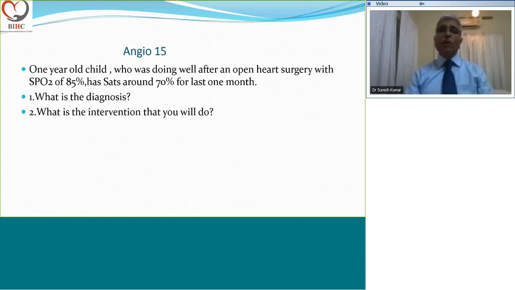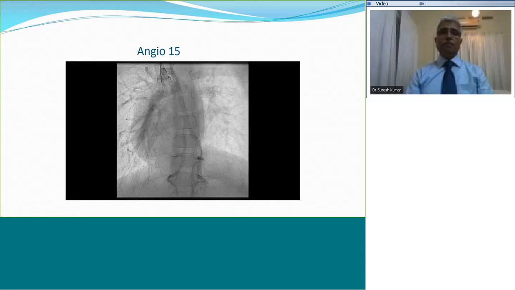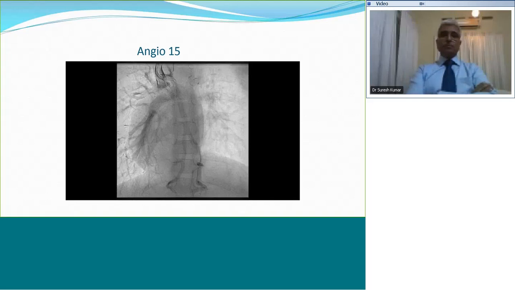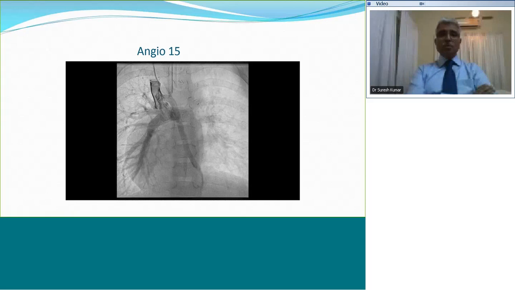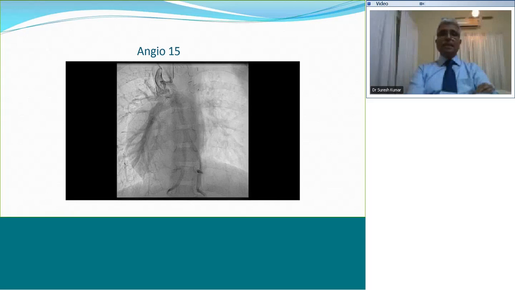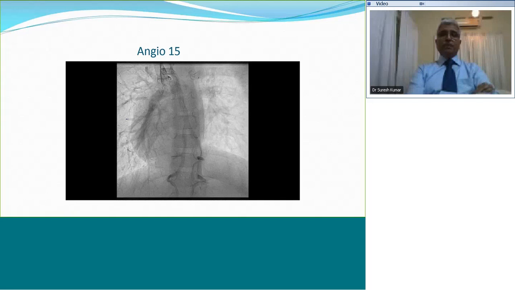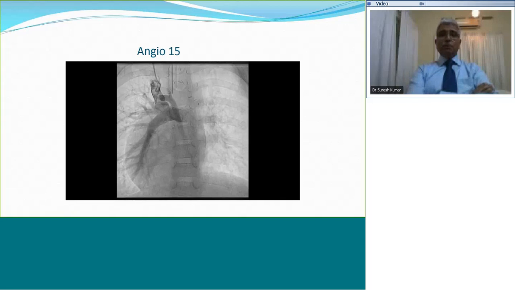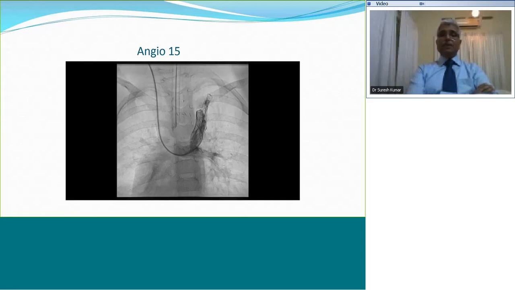Next one, it's a 1-year-old child who was doing well after an open heart surgery with SpO2 of 85%. His SATs now are 70% for the last 1 month. What is the diagnosis and what intervention do you think will help him? Describe the angiogram. Remember, it's a post-op patient, and the patient was cyanotic to begin with, initially improved. Now the SATs have dropped.